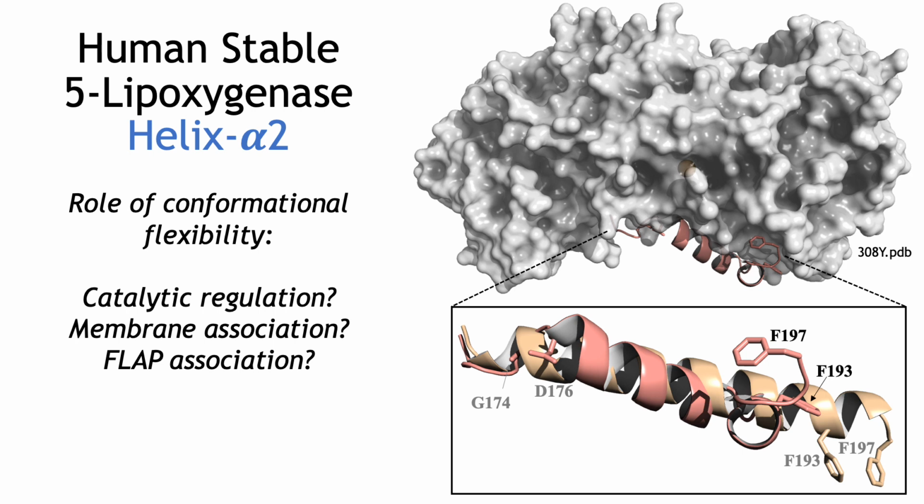Because 5-LOX makes strong inflammatory molecules, it would make sense if a conformational change was also involved in catalytic regulation of the enzyme's activity. In addition to membrane and FLAP interactions, by creating a wider pathway into the active site, an elongated helix might allow a faster reaction.